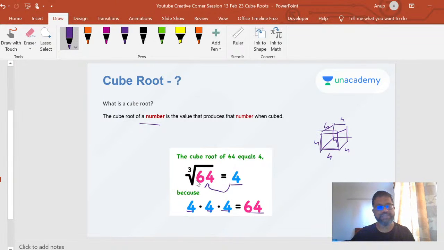If some of you have not learned it yet, you will get introduced to it sometime in your class. So as I said, what is 5 into 5 into 5? It is 25 into 5, so it's 125, right? So the cube root of 125 is 5.